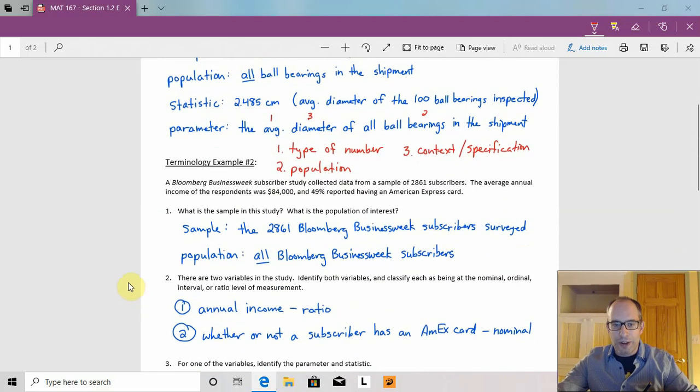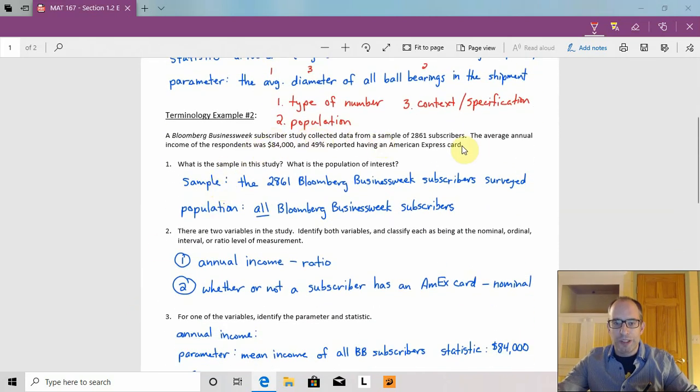All right, next one. Bloomberg Businessweek subscriber study collected data from a sample of 2,861 subscribers. We got two things: the average annual income of the respondents. So that means from each respondent, we must have gotten their annual income, and then they got all averaged together to get that 84,000. And then it says 49% reported having an American Express card. So the other thing that they're getting out of these individuals that participated is, do they have an American Express card or not, right? So two things, which you can actually see right there.